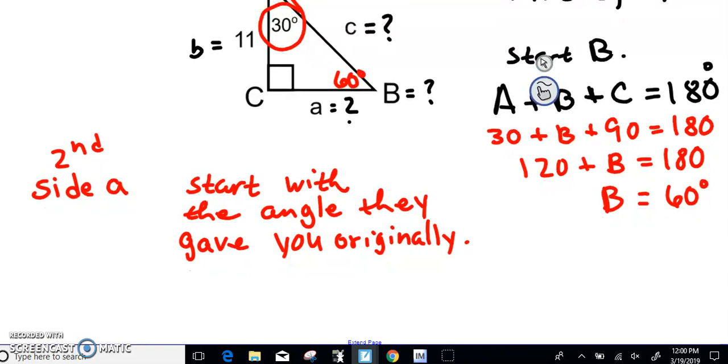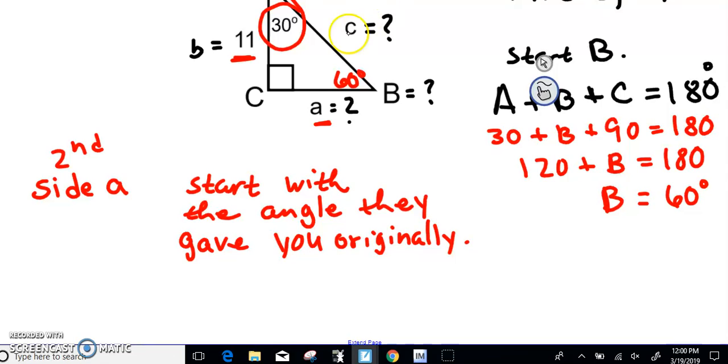So we're going to start off with angle A here, using angle A, and we're going to be able to find side A. So we need to find this side. And so here we need to find A. They gave us 11 already. So since we need to find this, and they gave us this, we need to use those 2 sides.